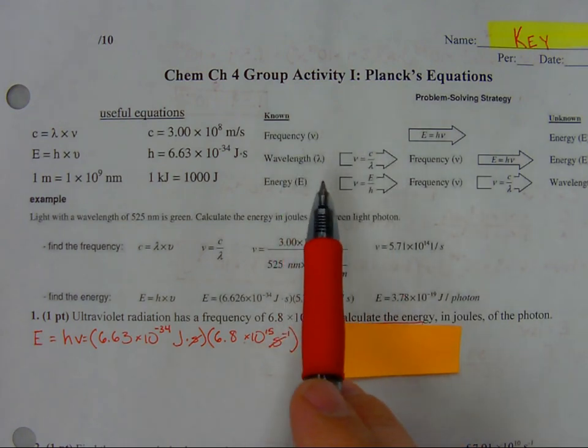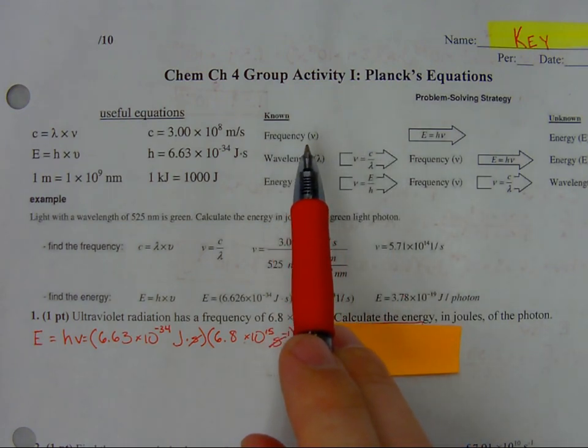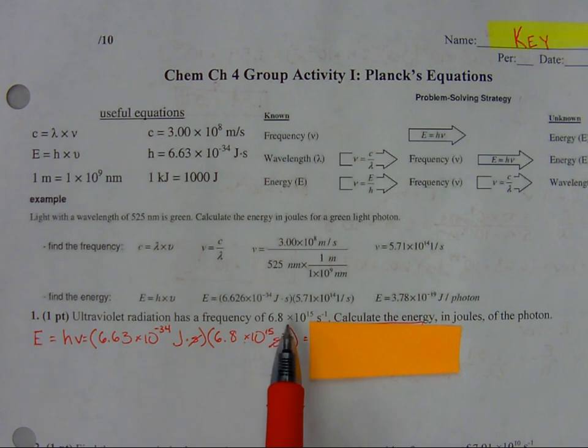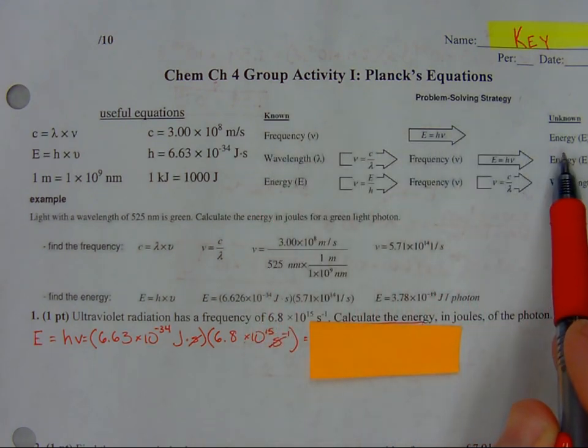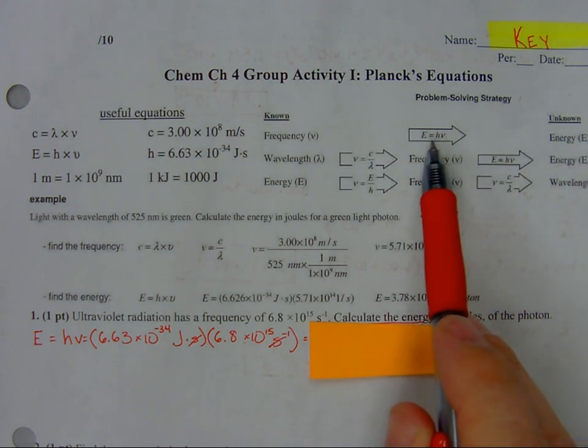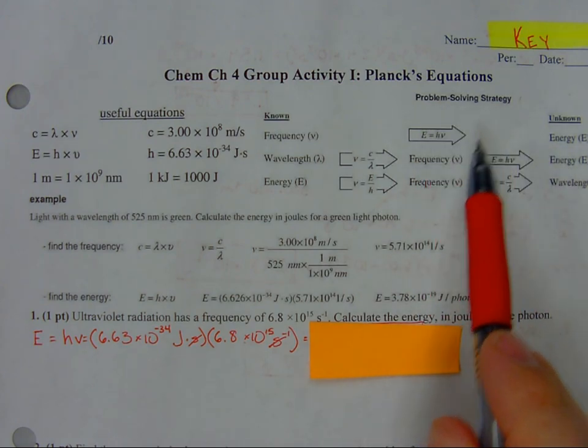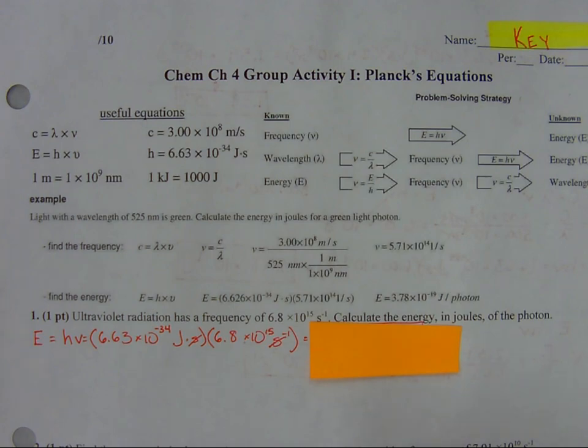And just so you guys don't miss this, when the known is frequency, notice how the question gives us frequency, when the known is frequency, we use this equation to find the unknown of energy, right? So problem solving strategies right up here for you. Now, Planck's constant, h, is always the same. So all I have to do is plug this number in for the h.